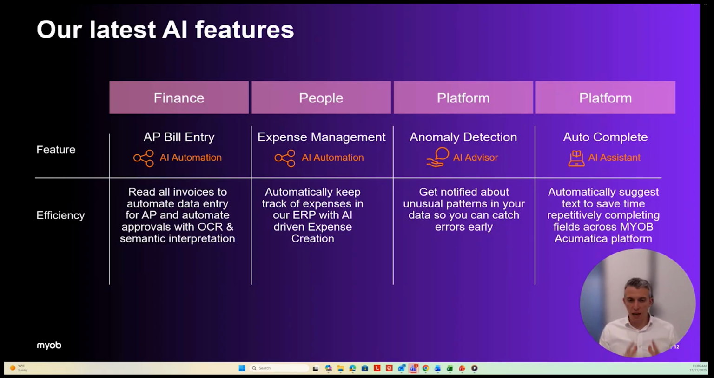The first is around AP bill entry. So what this looks to do is read all of your invoices that need to be paid, so your accounts payable, and it creates that AP bill entry in an automatic way. So what it does is it uses document recognition along with semantic interpretation to be able to do that.